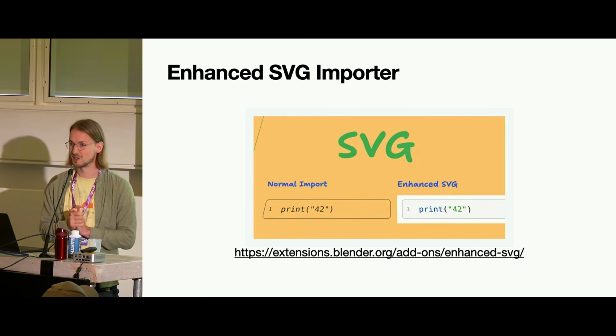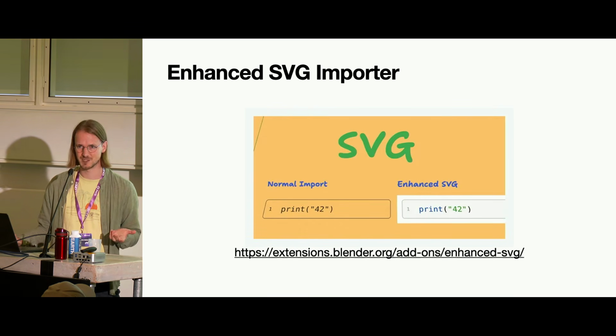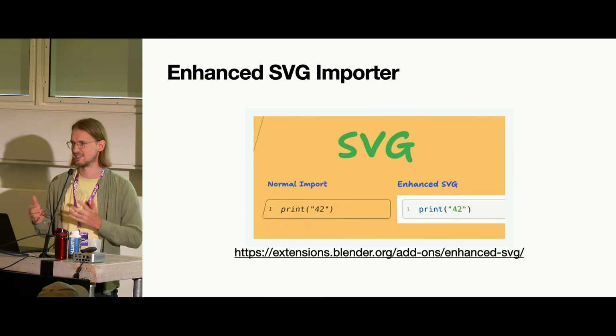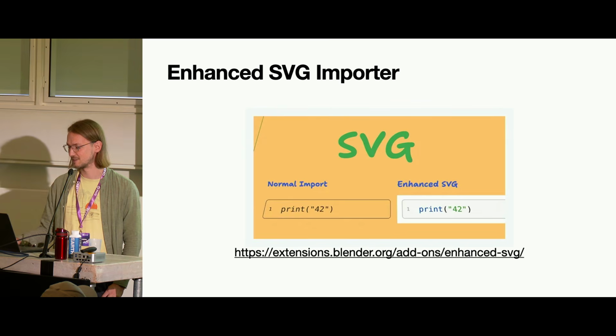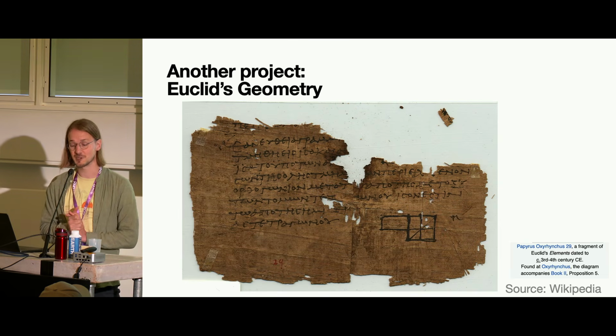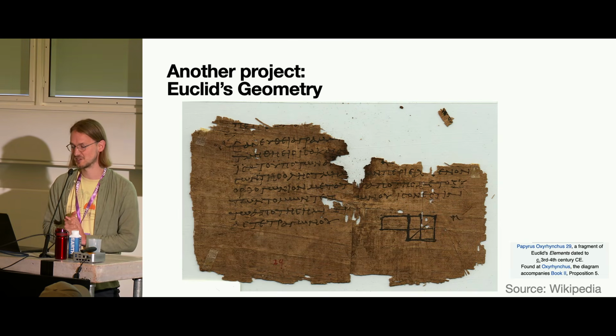Okay, next problem was that for this Typst importer, I needed SVG import, and the Blender internal SVG importer is amazing, but sometimes it's missing some features. For example, on the left side, this normal import sometimes misses colors, and the curves are not always correctly imported, so there's another Python library that I used for importing and processing the SVG, which makes this a bit easier. Another project of mine is about Euclid's geometry.